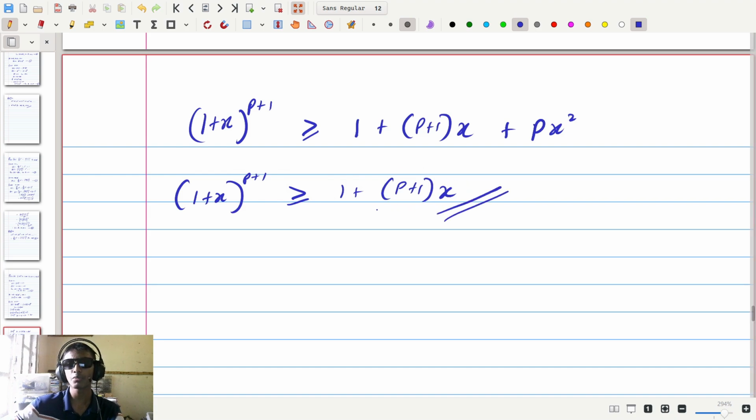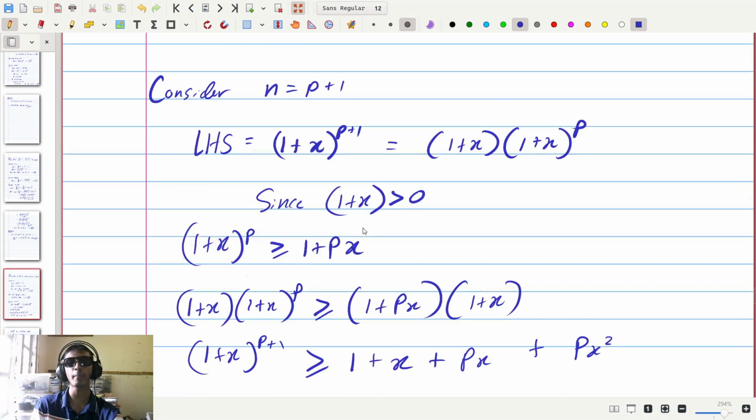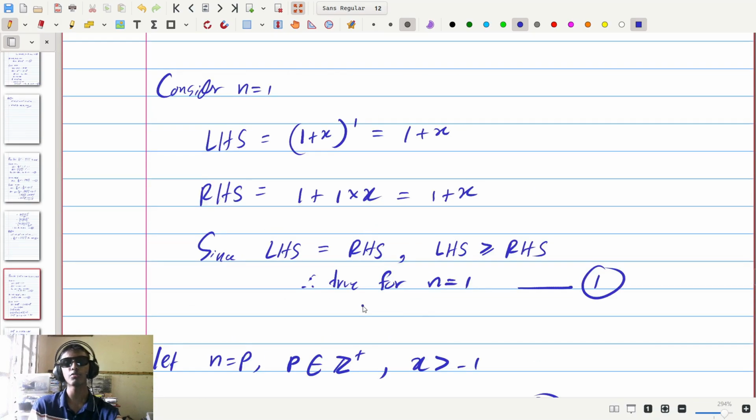This is what we intended to find, since what we wanted is (1 + x)^n to be greater than or equal to 1 + nx. So this is true for n equals p plus 1. Now, this is what we wanted for our inductive step. We wanted to show that given it's true for n equals p, it's going to be true for n equals p plus 1. And for our base case, we know that it's true for n equals 1.